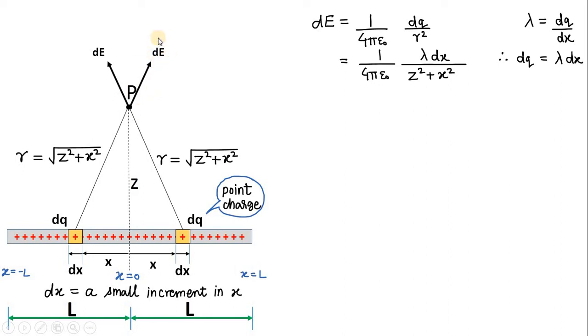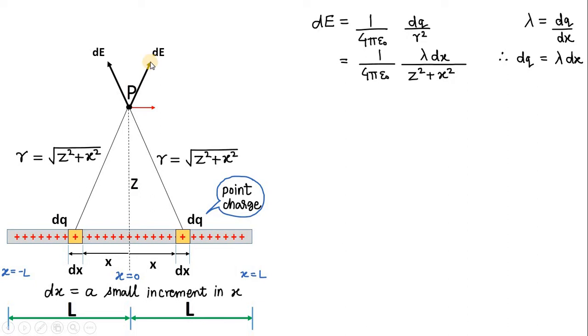And the magnitude of that electric field would also be equal to dE, because it is the same charge dq. This dE would also be given by the same expression. Both of these dE have the same magnitude because of the same charge dq and the same distance r on both sides. Even in this triangle you apply the Pythagoras theorem, you will get the hypotenuse as root z square plus x square. Good. Let's proceed further.